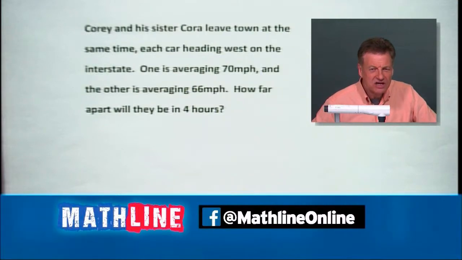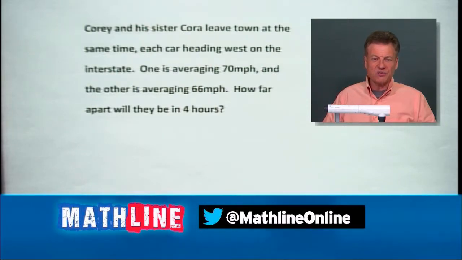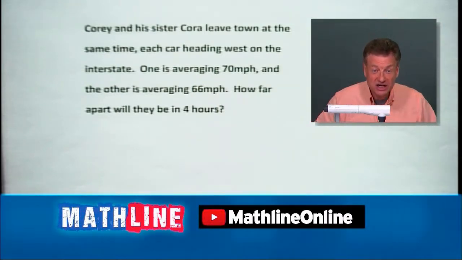One is averaging 70 miles per hour. The other is averaging 66 miles per hour. Well, that's not so twisted. Oh, I left out the twist. They're heading west. Anybody heading east? Absolutely not. They're going the same direction.